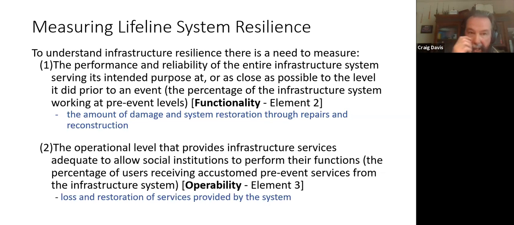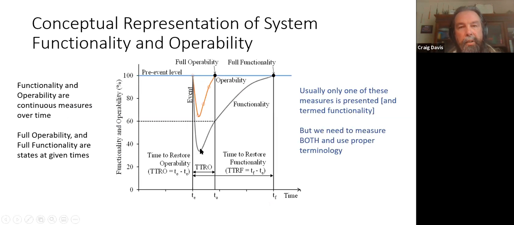So a simpler way to think about it is we're looking at the amount of damage in system restoration through repairs and reconstruction. We also need to measure the operational level that provides infrastructure services adequate to allow social institutions to perform their functions. This is the percentage of users receiving the customary pre-event services from the infrastructure system. This is operability, or element 3. So it can also be simplified by thinking about it as we're looking at the loss and restoration of services provided by the system.